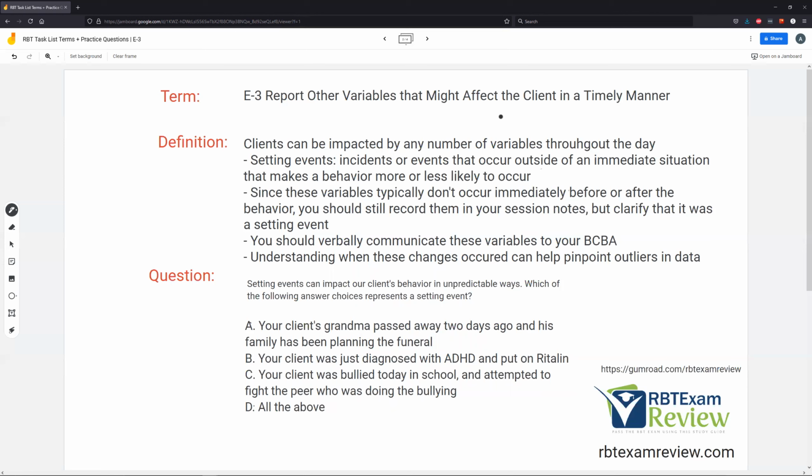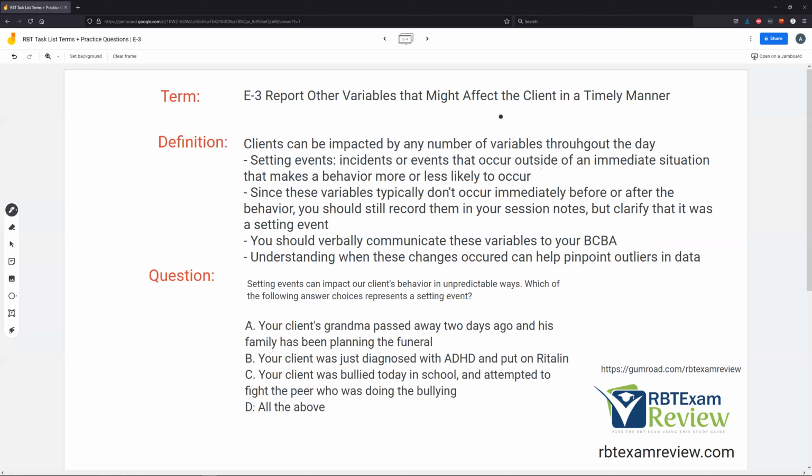So no different here. When we're talking about variables, clients can be impacted by any number of variables throughout the day, okay? And a lot of times what they're specifically talking about are setting events. Setting events are incidents or events that occur outside of an immediate situation that makes a behavior more or less likely to occur.